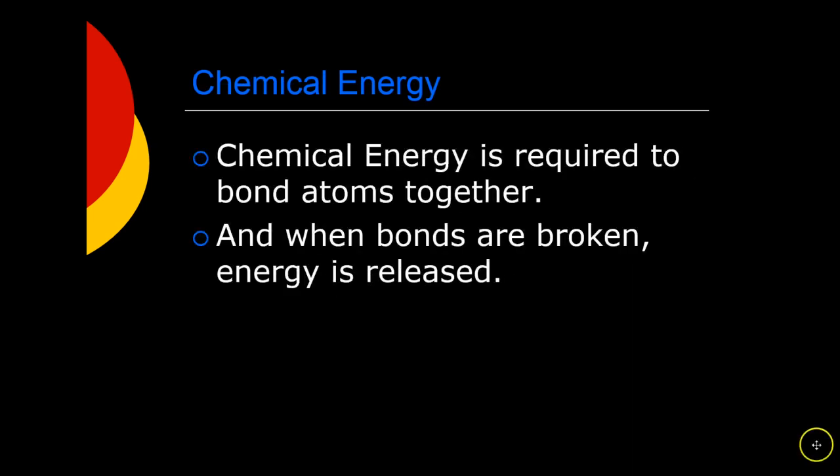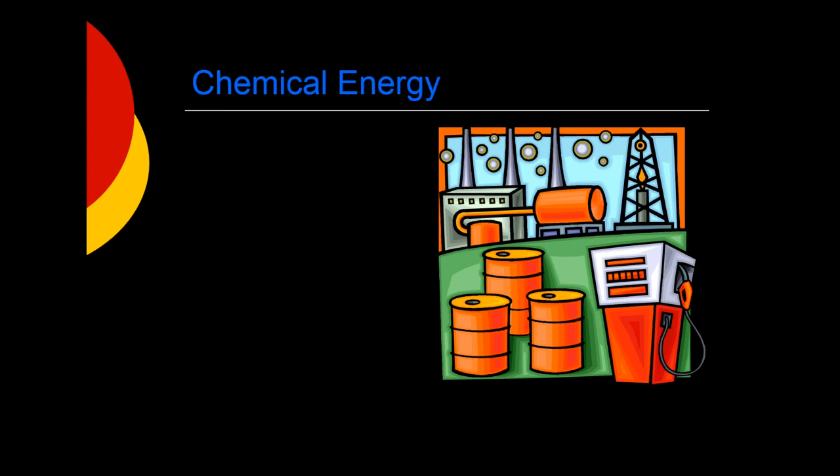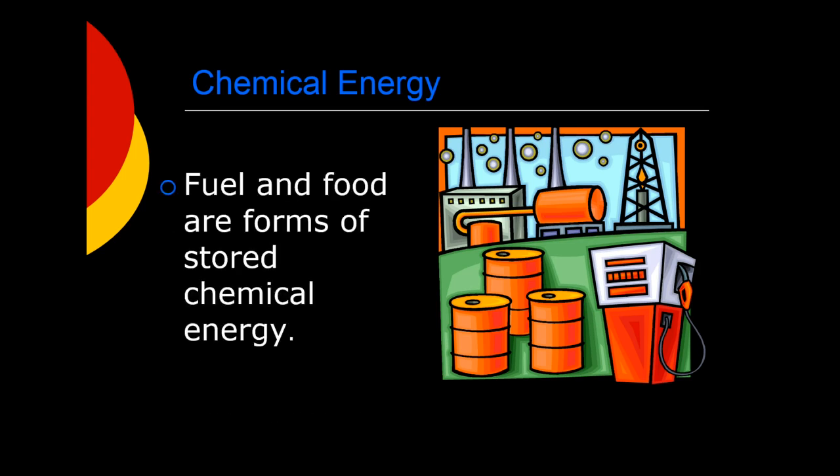Okay, so the next thing that we have here is chemical energy. Chemical energy is required to bond atoms together. Bond means basically stick things together. When the bonds are broken, energy is released. This can be as simple as the food you eat getting broken down, or this can be explosives. Chemical energy, fuel and food are forms of stored chemical energy. Keyword here is stored.